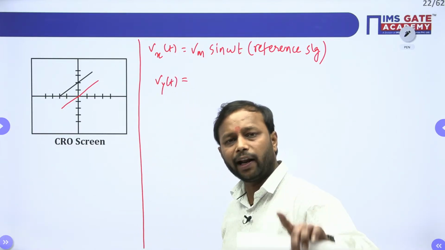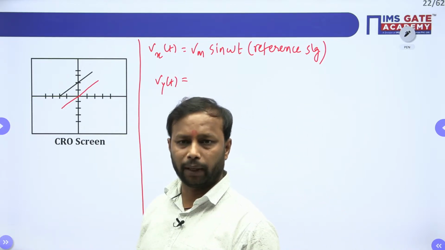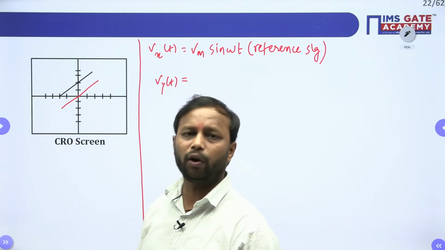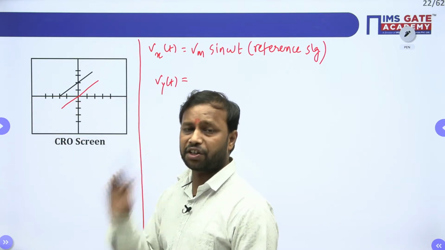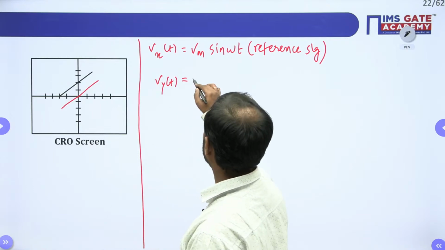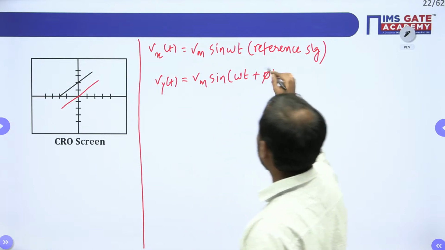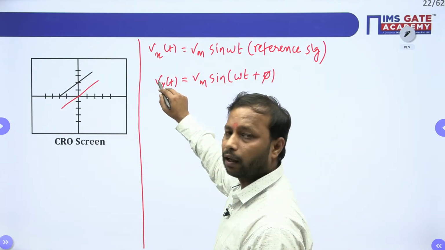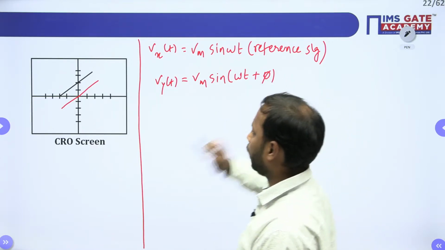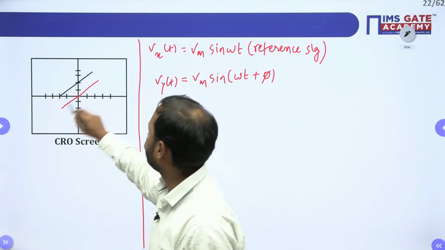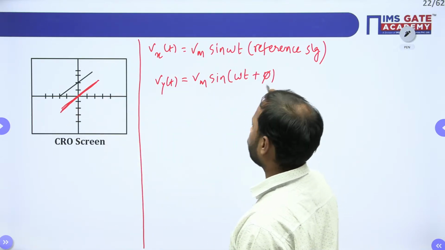Whenever the phase angle between the Vx voltage and Vy voltage is 0 degree, then you are going to get this diagonally straight line figure. So Vy is Vm sin omega t plus phi. So this phi is what? This is the phase angle of this Vy. Okay, so this we are supposed to find. But if this phi is 0 degree, then you are going to get this straight line, this red one. So this means that here phi is 0 degree.